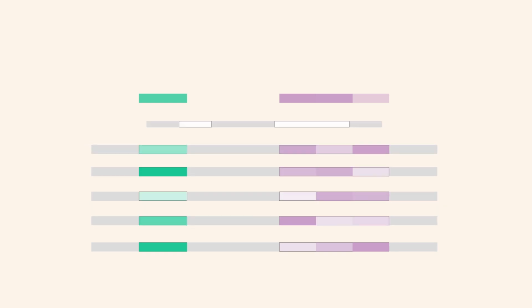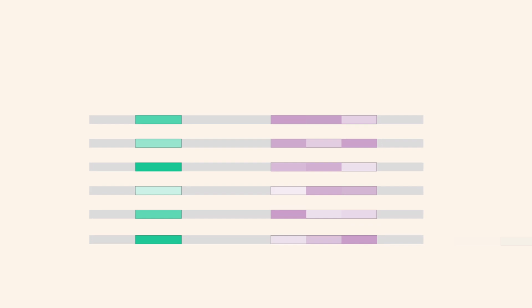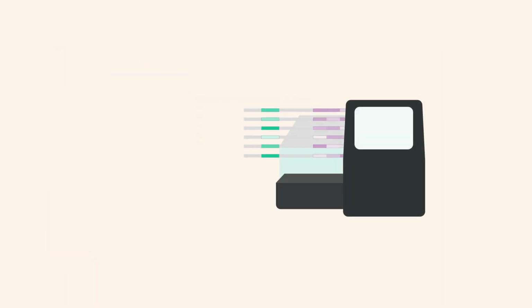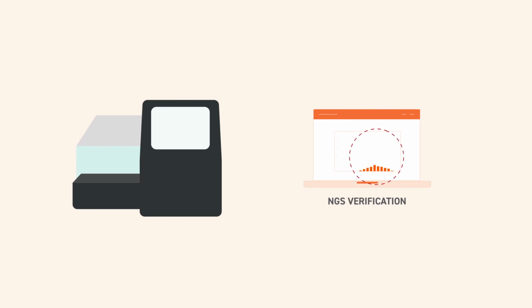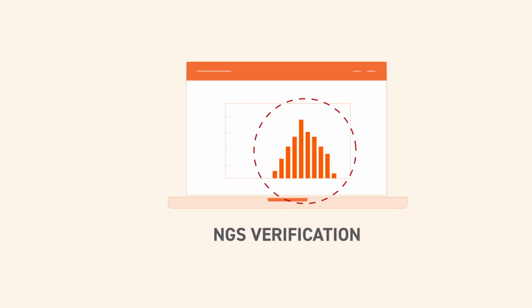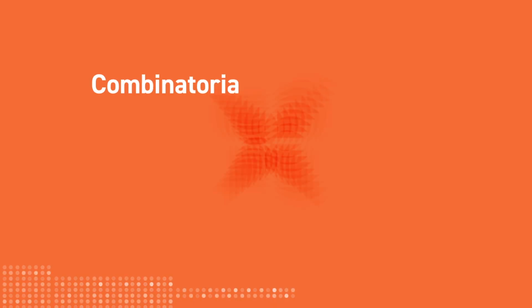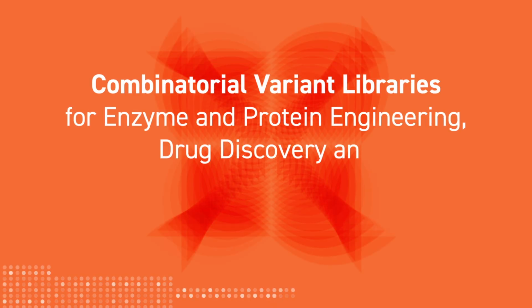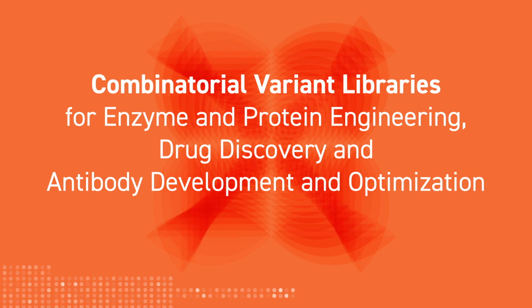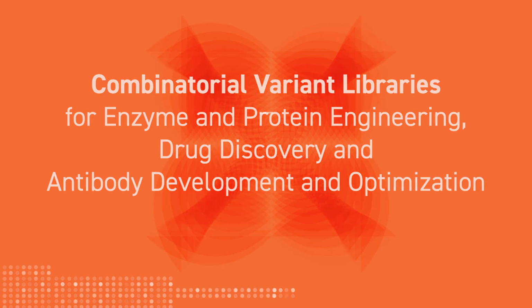The oligos are then incorporated into the parent sequence, and the DNA is amplified to generate the library. All Twist libraries are validated by NGS to ensure the highest quality and so that you know exactly what variants are in your library. Twist produces highly effective combinatorial variant libraries with unparalleled control and precision.